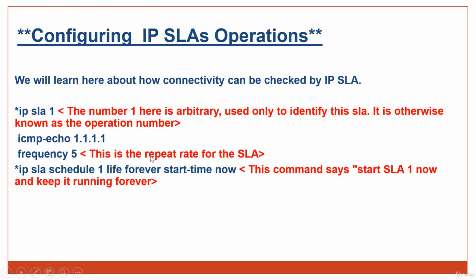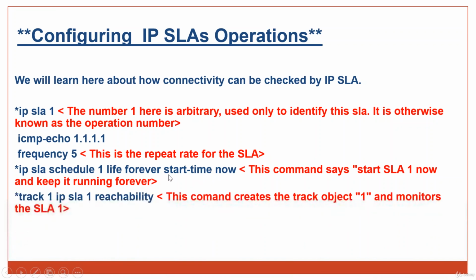So this frequency 5 is the rate at which we are sending the echo packets to the destination, which is 1111 in this case. We have started this IPSLA, and maybe we can give forever. So life forever is started now.